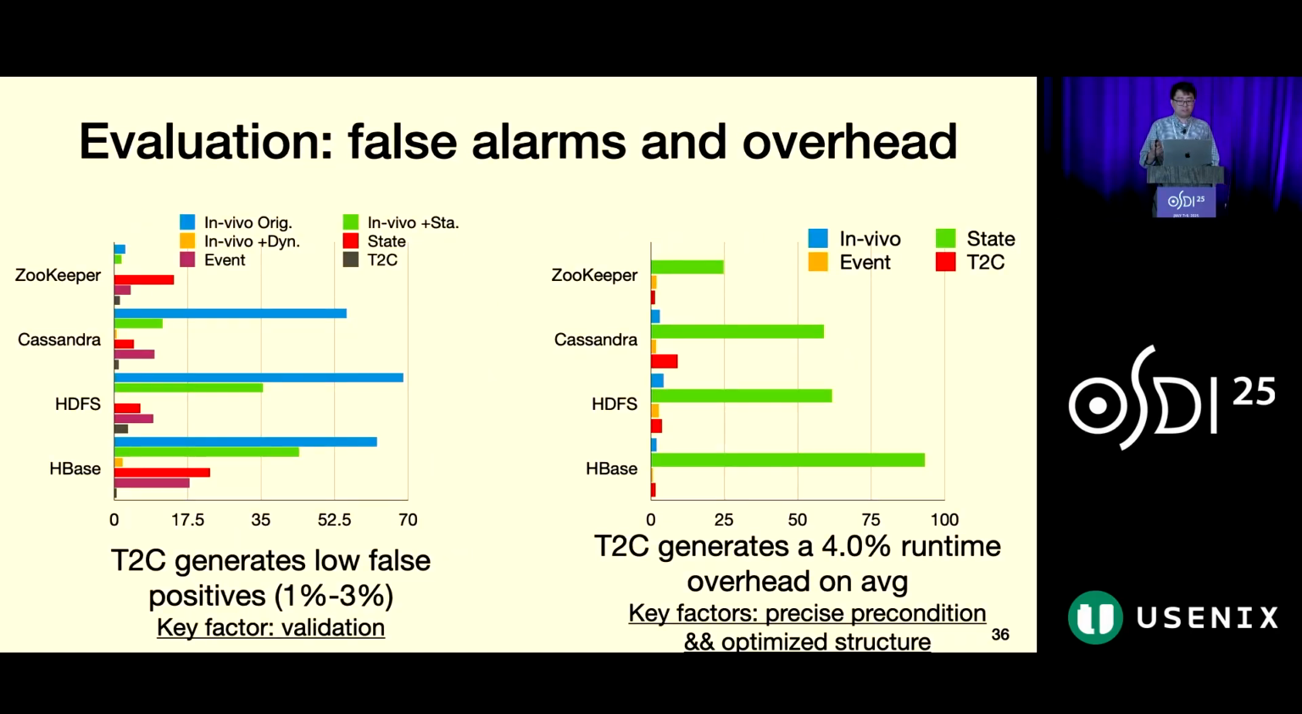We also measured the false positives of the checkers with Jepsen, a popular distributed testing framework. T2C generates low false positives compared to the baseline checkers, all thanks to the validation mechanism. We also measured the runtime overhead with the YCSB benchmark. T2C generates a 4% throughput overhead on average. The generated checkers typically have precise and complex preconditions. Thus, they are triggered less frequently and incur less overhead.